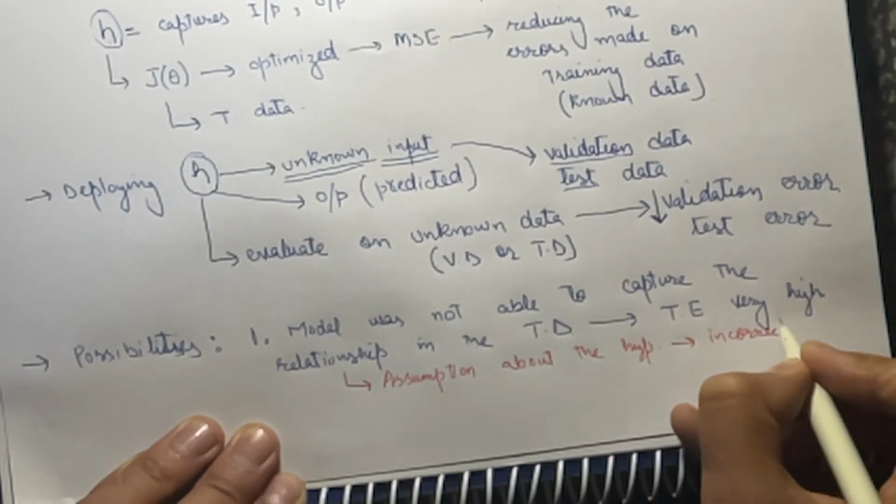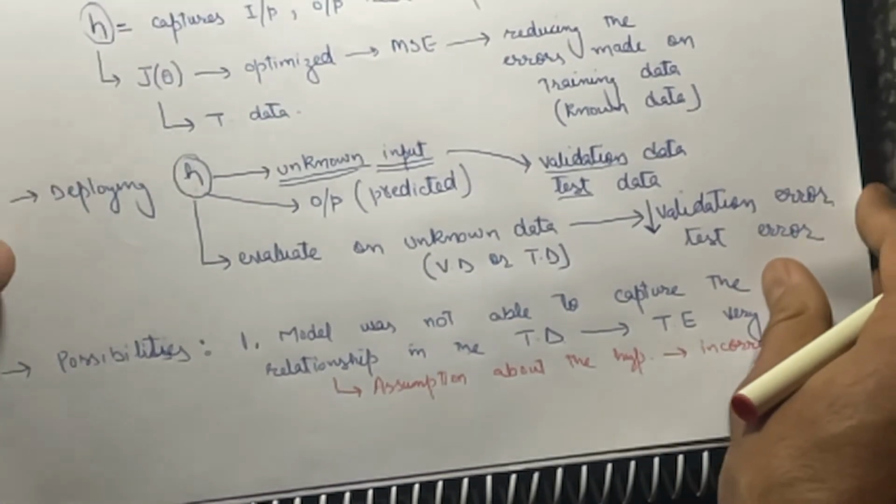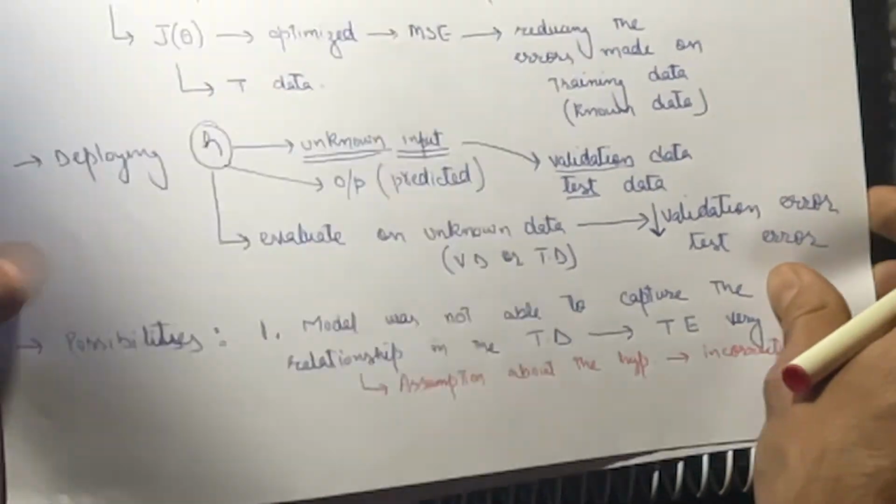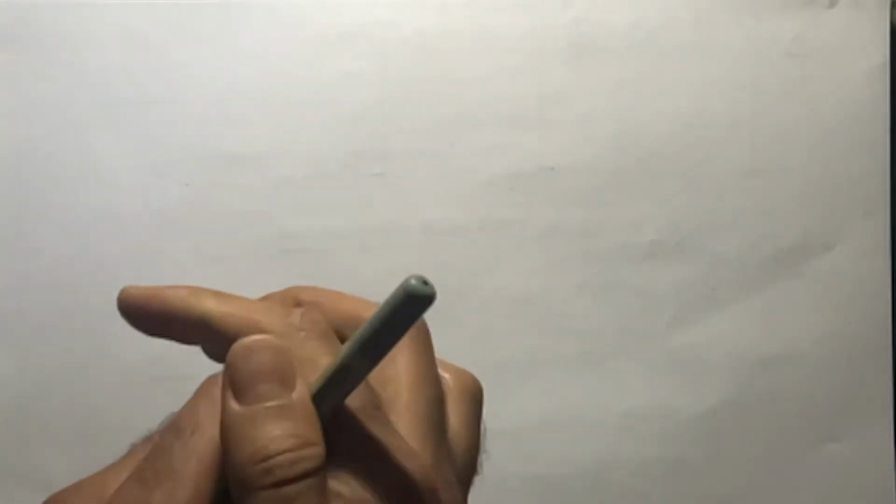What I mean to say is, let me write it on a new page. So let's suppose my data was like this, my training data was like this. Let me make it here.